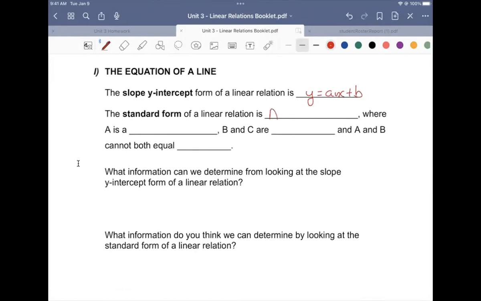This is written as Ax, notice that it's a capital A, not a lowercase a, plus By, again, capital B, not lowercase b, plus C equals 0. And this is where A is a positive integer. It cannot be a negative number. So whenever you write it, it cannot be negative. It cannot be a fraction. Just going to note that down.